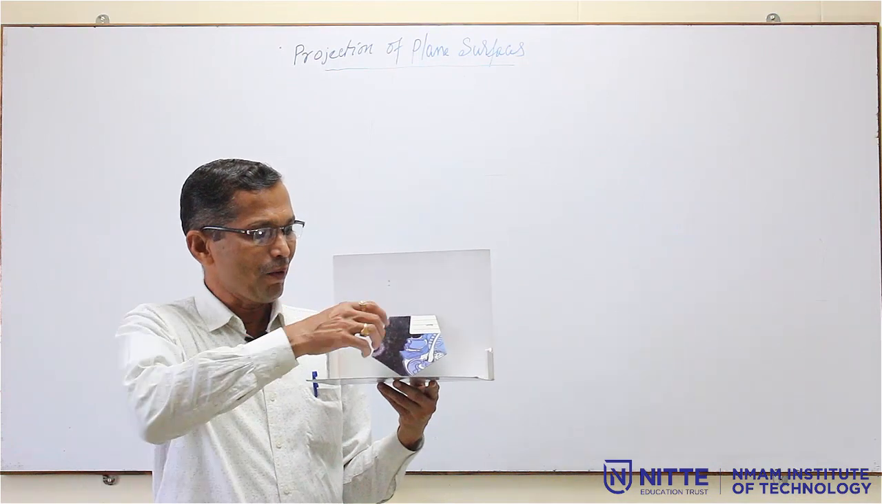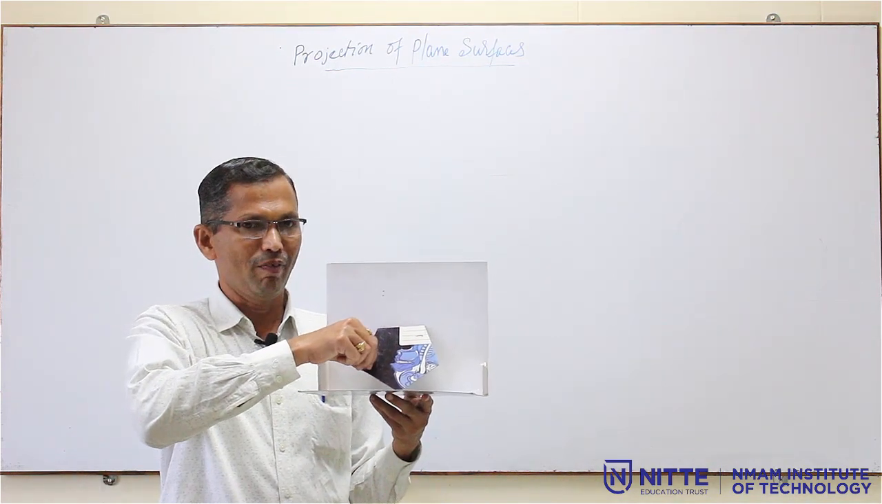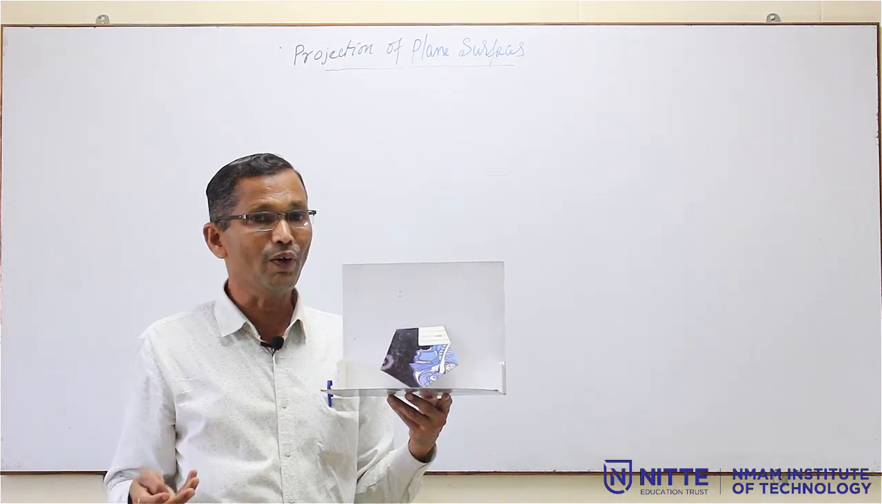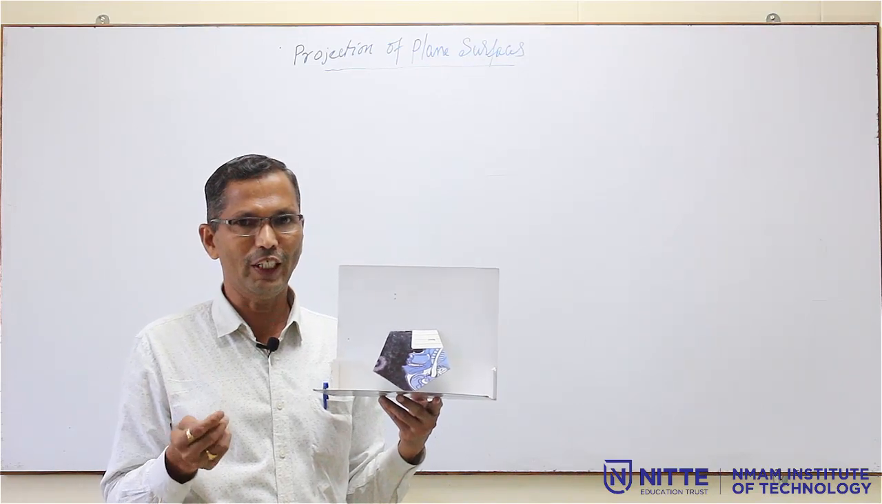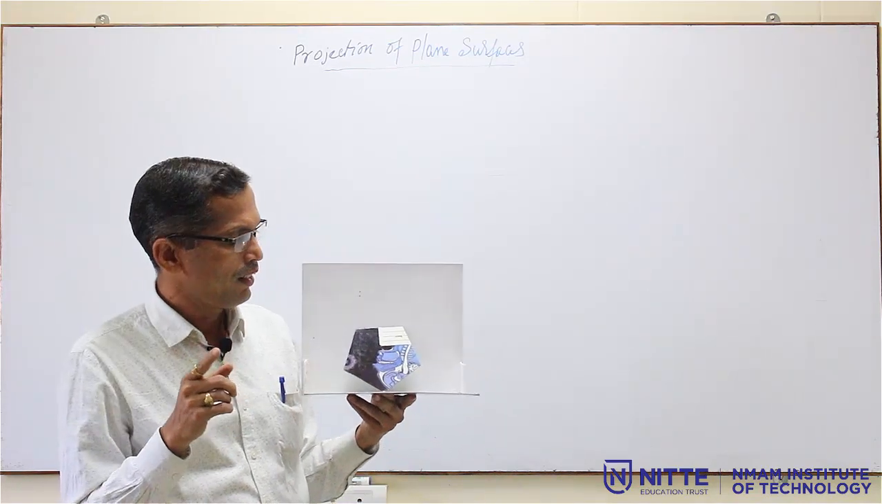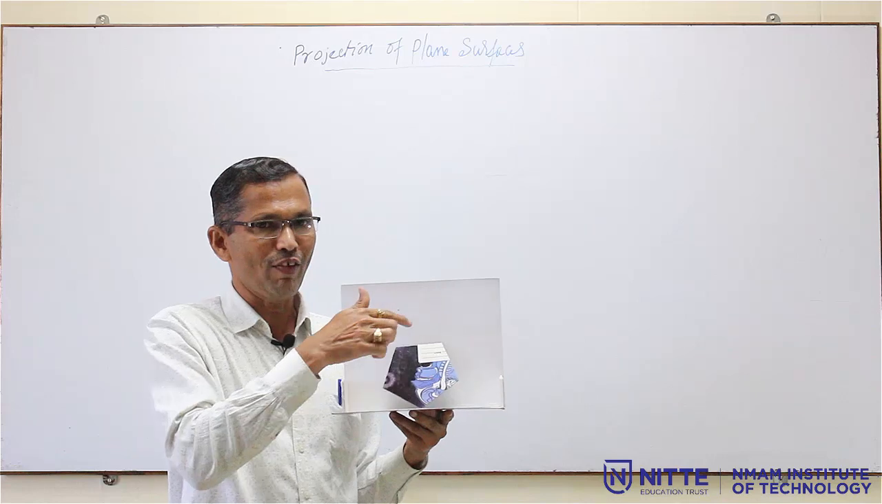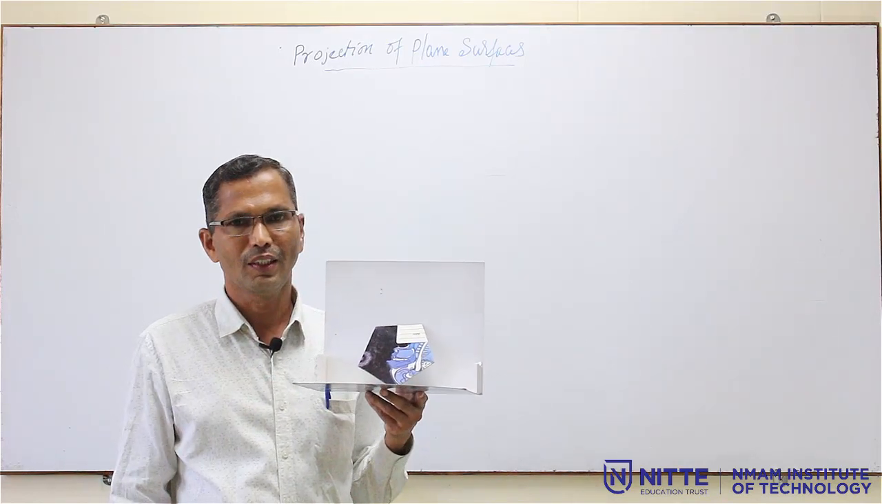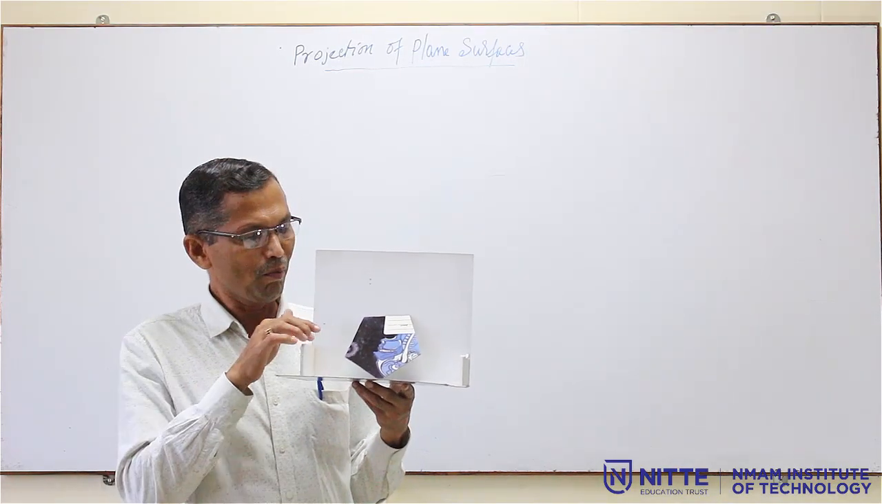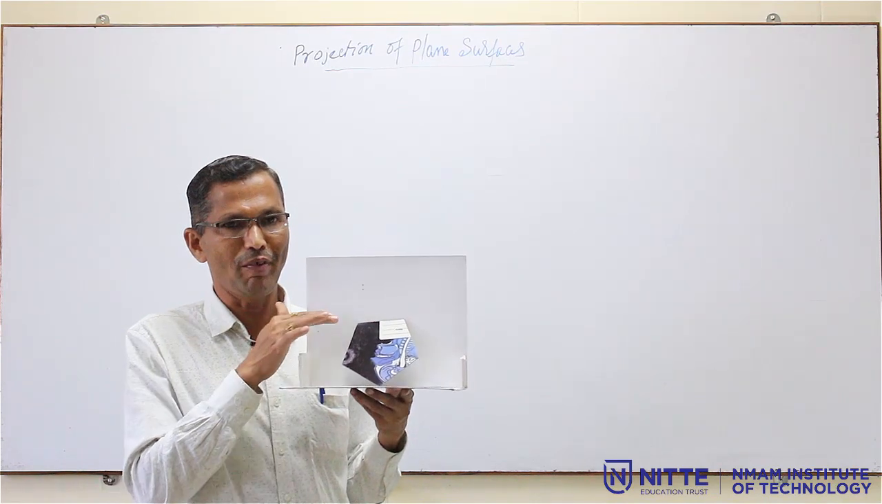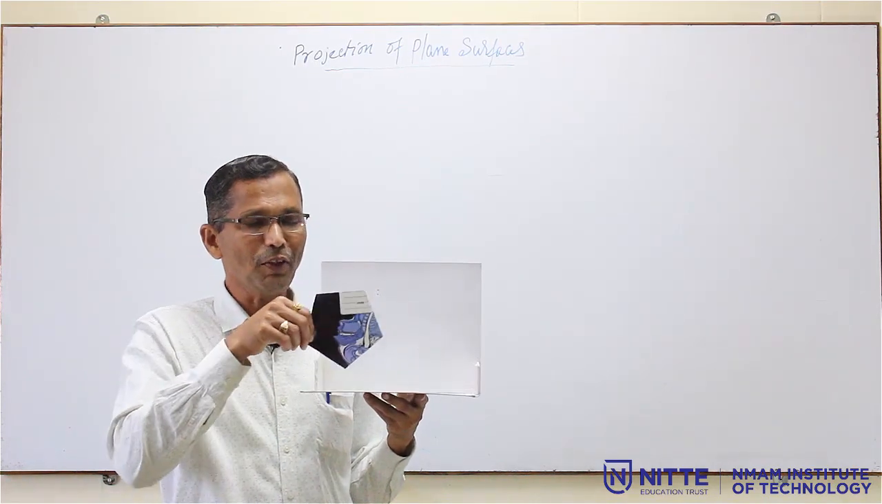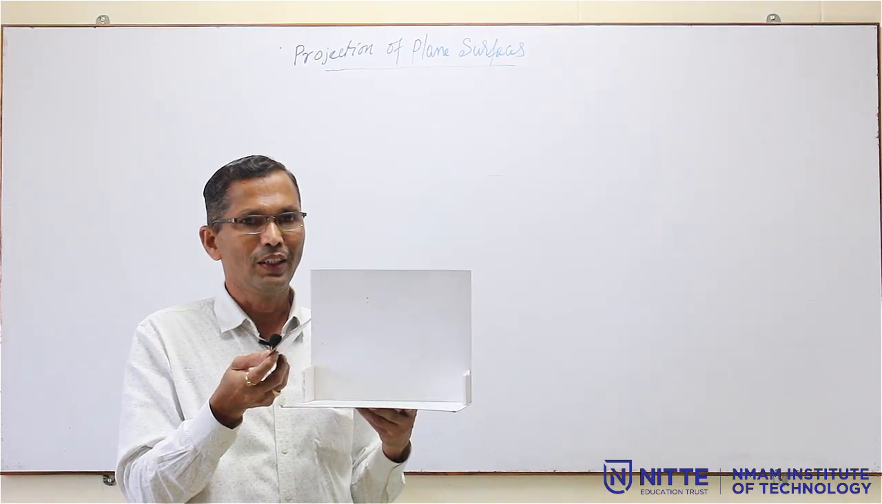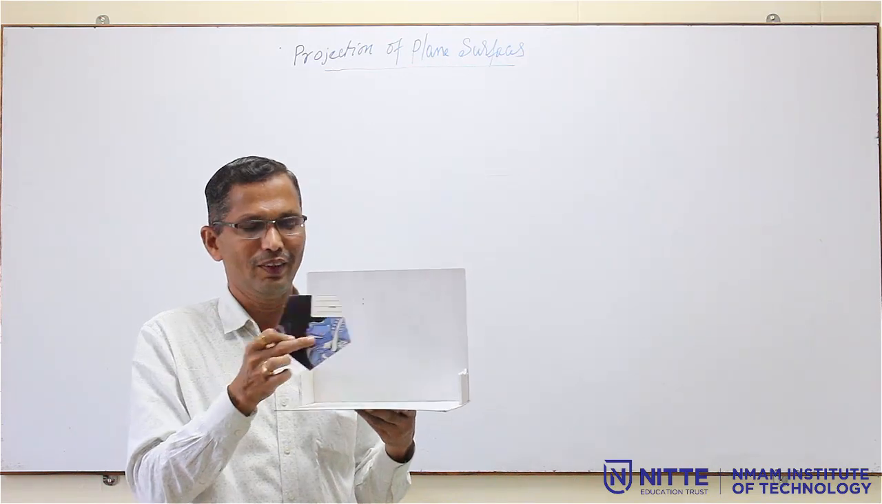Now, what is the procedure for this type of problem? Whenever two angles are given, don't confuse with this. That is why I am telling. Whenever the lamina is touching both the reference planes, that means both HP and VP, what is the procedure? First step, where do you have to start?